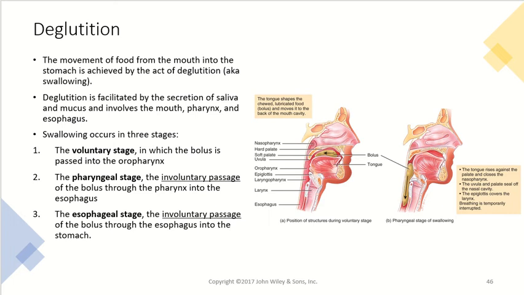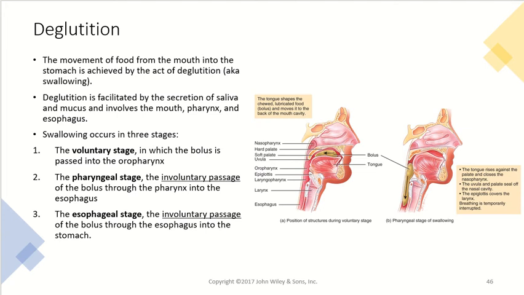That brings us then to the process of deglutition. This is the movement of food from the mouth into the stomach, and this is achieved by the act of deglutition, aka swallowing. Deglutition is going to be facilitated by the secretion of saliva and mucus, and is going to involve the mouth, the pharynx, and the esophagus all working together in concert.